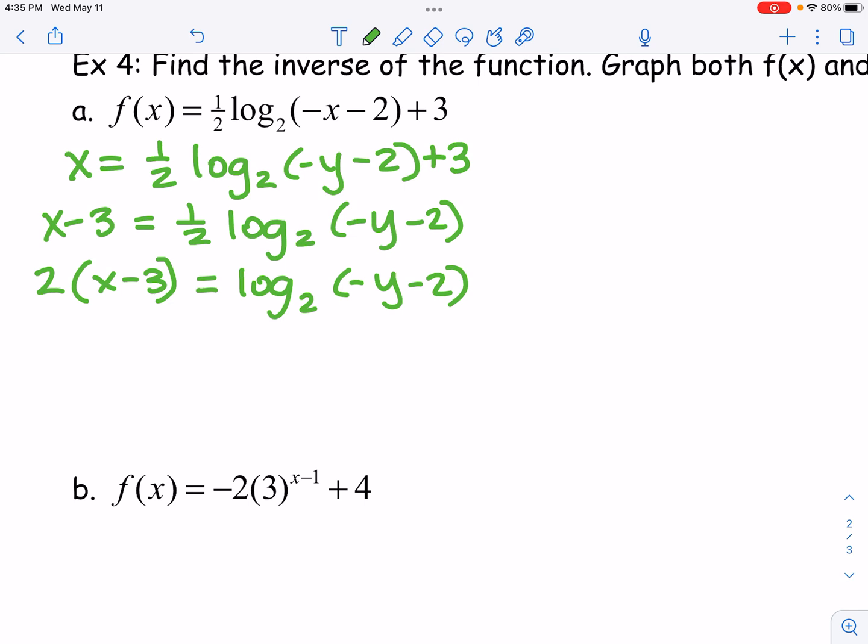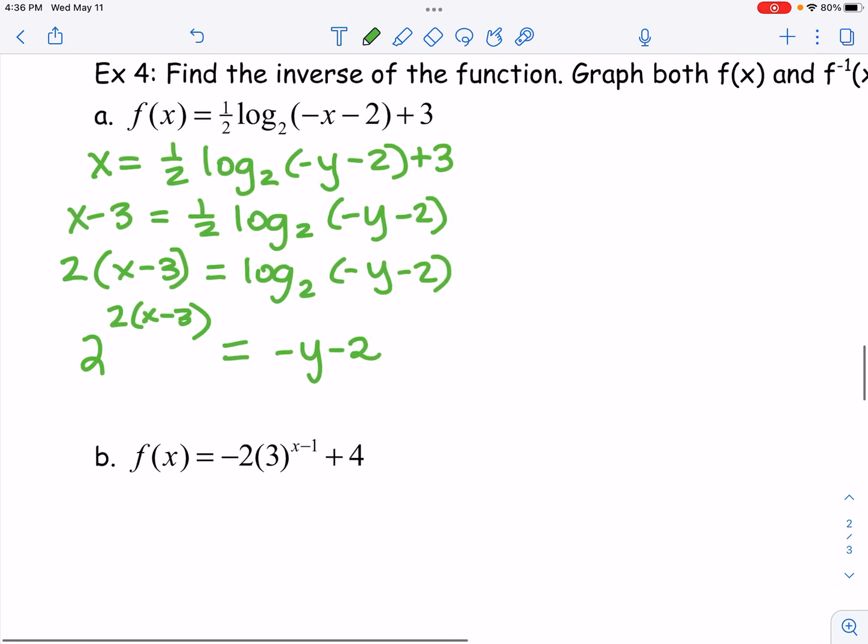Now my log is isolated, so I can rewrite it in exponential form. Base 2 raised to the 2 times (x minus 3) power is equal to the argument of negative y minus 2. My goal is to solve for y, so to solve for y, I need to add the 2. So 2 raised to the 2 times (x minus 3) power plus 2 equals negative y.